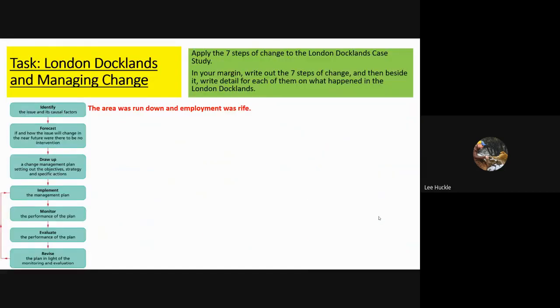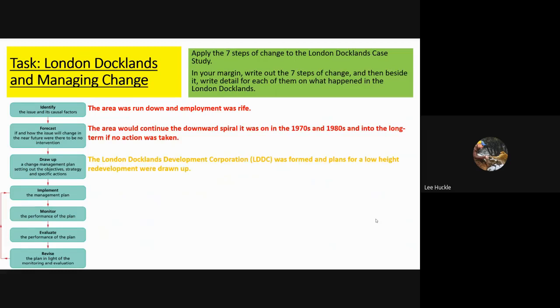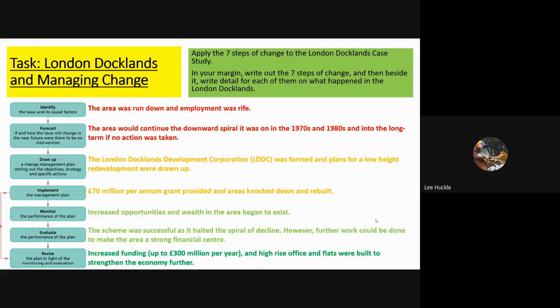So what you'd have then done is apply these 7 steps of change to the London Docklands case study that you'd have built up. So what you've done in your margin is write out the 7 steps, and then beside each of these, write detail for each of them on what happened in the London Docklands. So this is a very brief summary here. So pause your screen afterwards. Just gives you some examples of the 7 stages applicable to the London Docklands regeneration process.